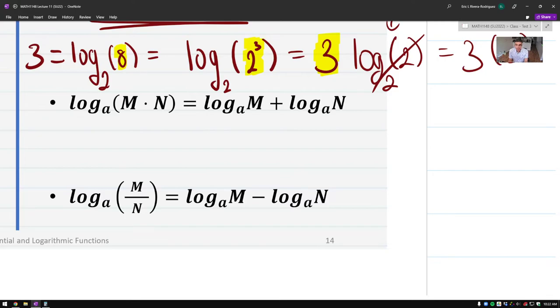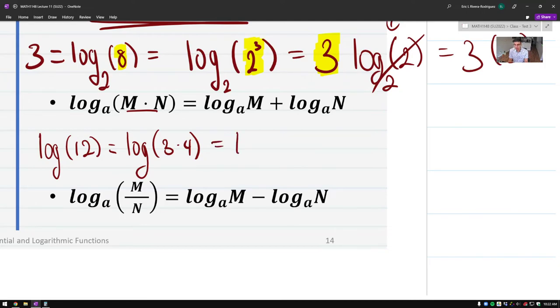Another important property is the product property. For example, log base 10, so just log of 12. 12 is the same as 3 times 4. If we have two factors in the argument, we can separate them by the following property. But this property can be used in the other way as well. If we have an addition of two logarithmic functions with the same base, we can put it together as just one logarithmic function, taking both arguments and multiplying them.